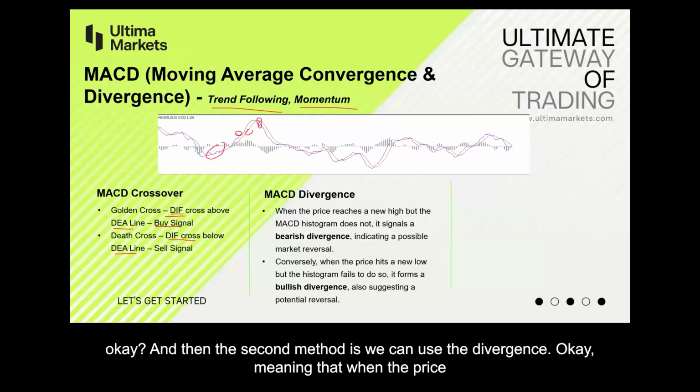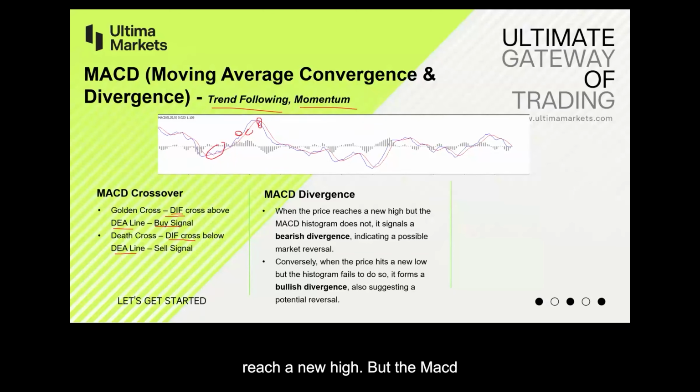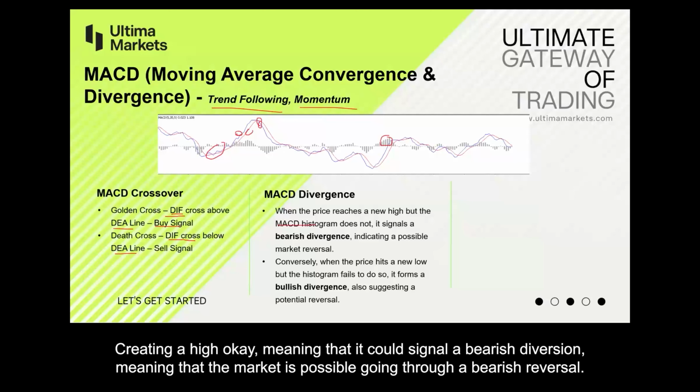Meaning that when the price reaches a new high, but the MACD line or the MACD histogram did not follow suit, meaning it does not create any new high. The price is at a new high, but the MACD histogram or the DIF line is not creating a high. It could signal a bearish divergence, meaning the market is possibly going to a bearish reversal.